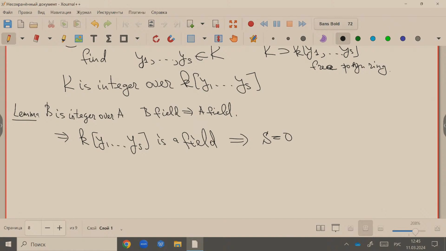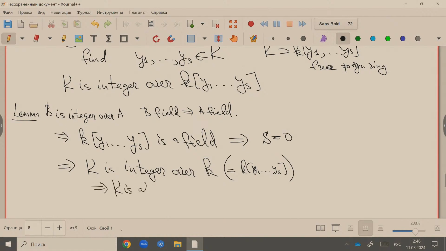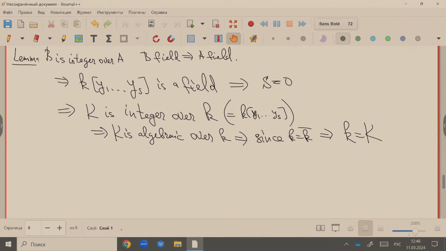And we see that this is a field, so s is equal to 0, so this implies that the field is algebraic, so integral over K. And this implies that since K is algebraically closed, the field is equal to K. So this quotient is equal to the base field. That means that A modulo M is just K.